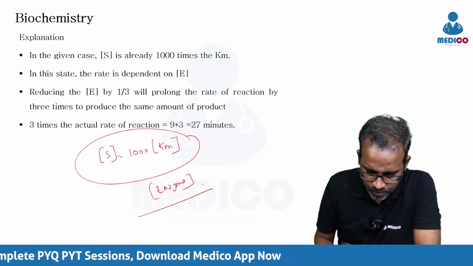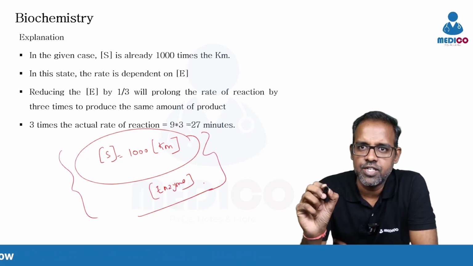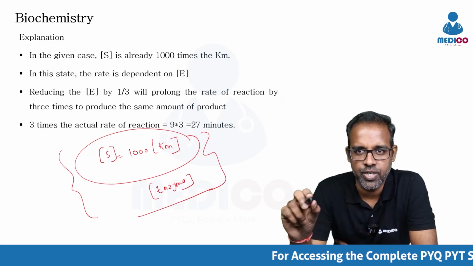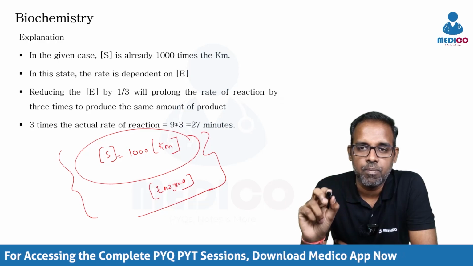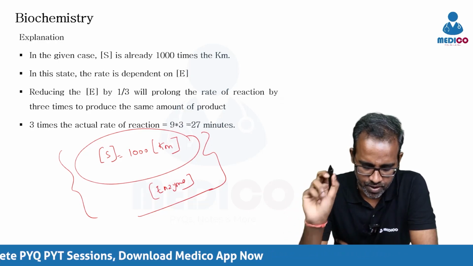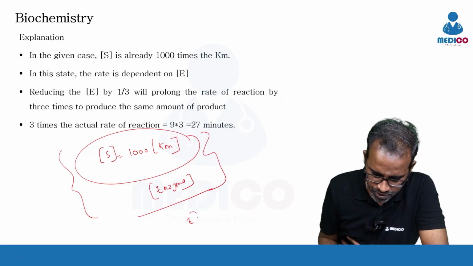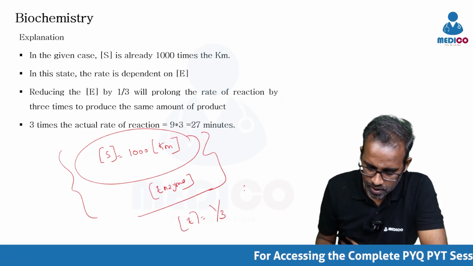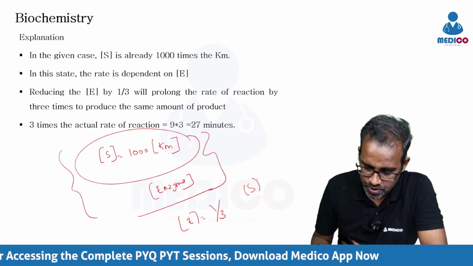Okay, so this is very important. Substrate is already present at 1000 times the Km. It is in supersaturating conditions. So at that state, the rate of the reaction is completely dependent on the concentration of the enzyme. But what happened now is they have reduced the enzyme concentration by 1/3, and they doubled the concentration of the substrate. It's already 1000 times, they almost doubled it.